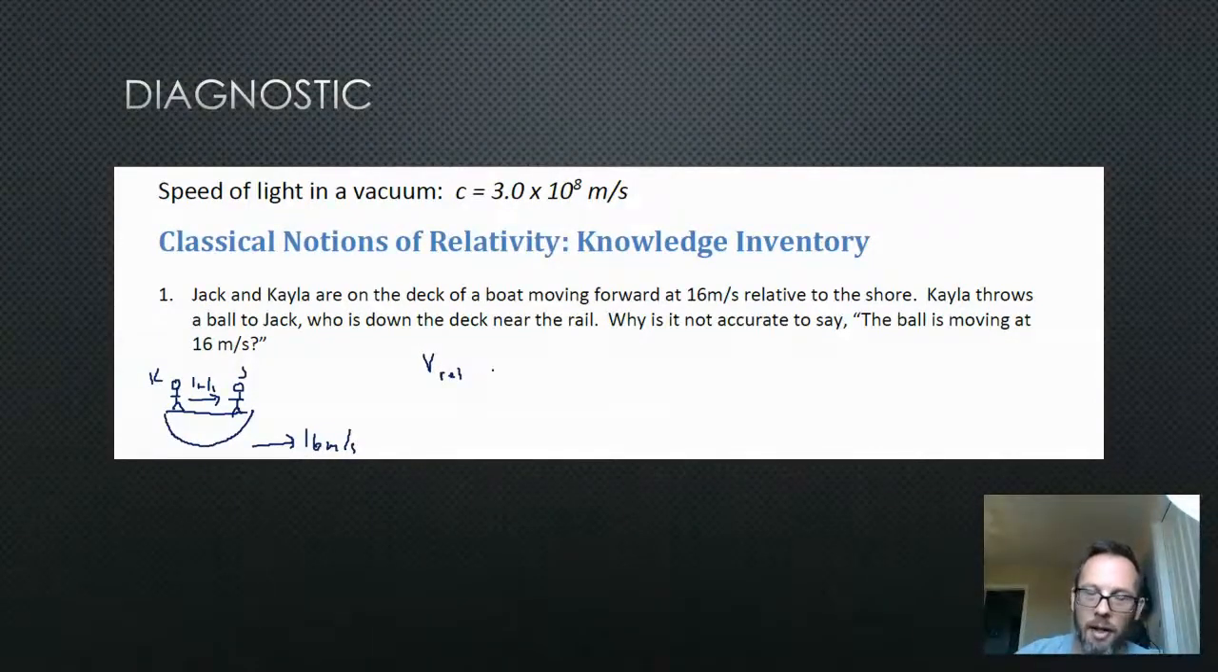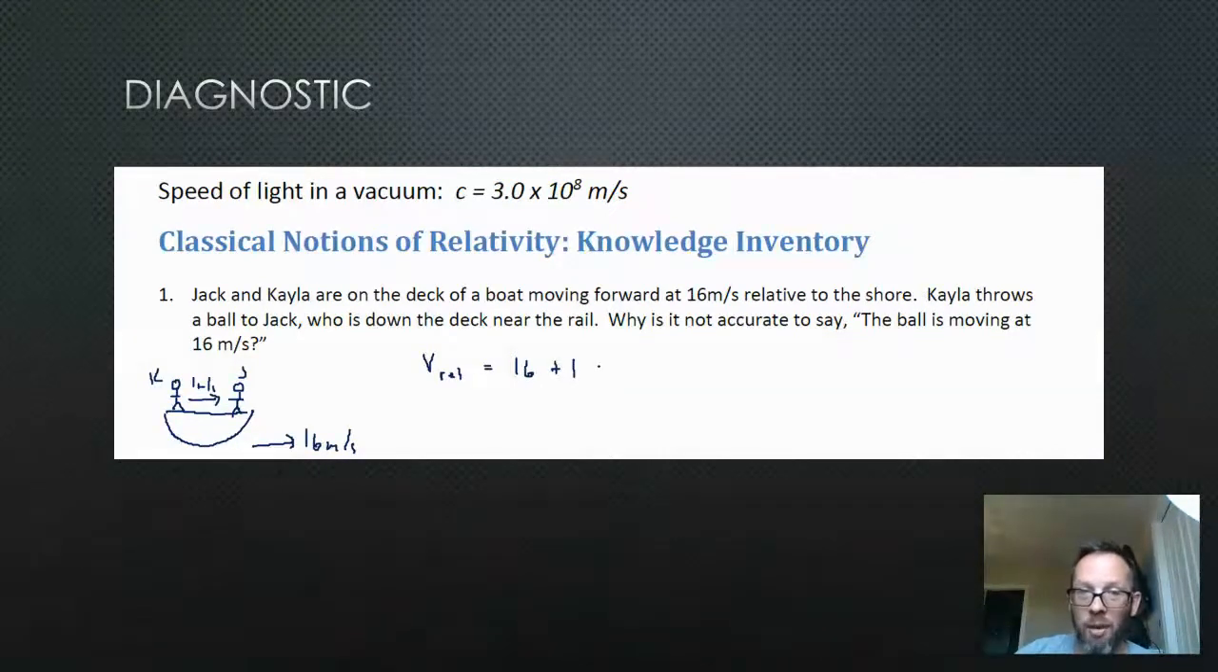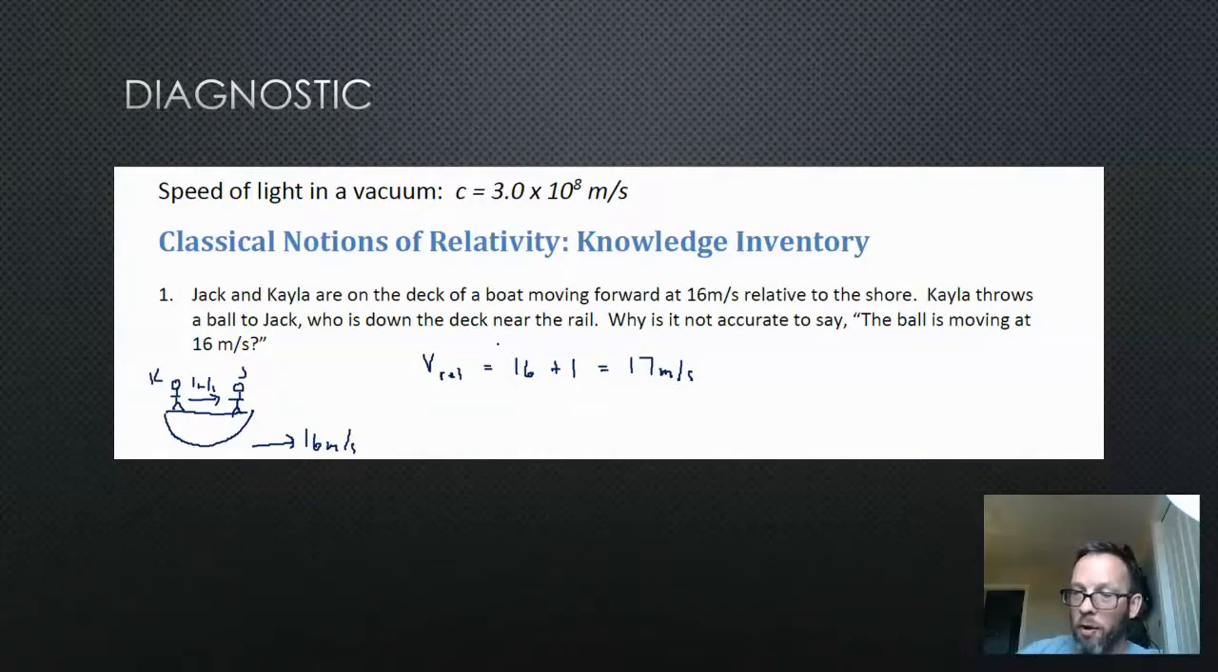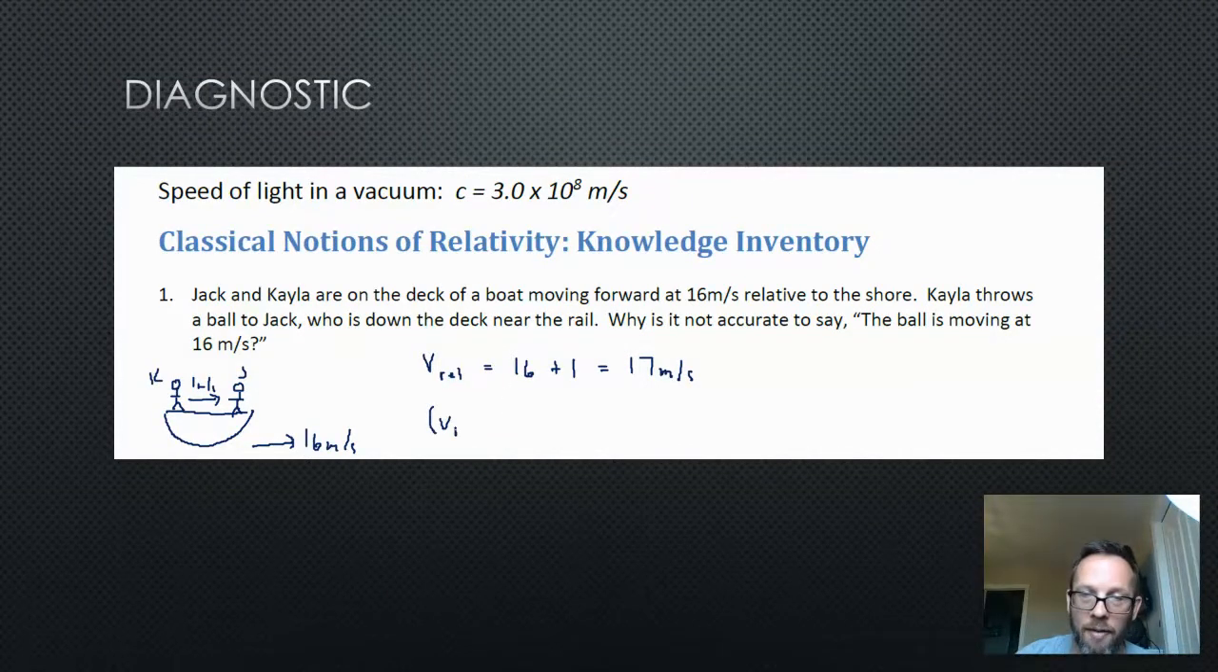Well, what we would see, with this relative velocity, and I'm not going to use any formal equation here, just common sense, would say: the boat's moving at 16 meters per second, and on that boat, the ball is moving an additional 1 meter per second. So I would see the ball moving at 17 meters per second. And if Kayla rolled it at 2 meters per second relative to her, it'd be 18, and so on and so forth. What I've done in this question is add those two velocities together in a very simplified way. This is the idea for the next several diagnostic questions. If you want to pause it and go back to those, you can just use v relative equals v1 plus v2.